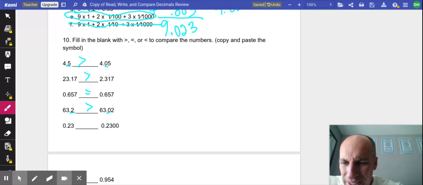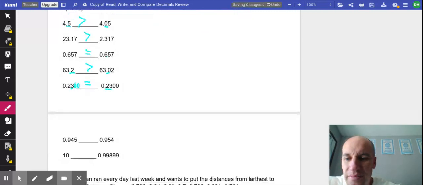We start here in the tenths. We both have tenths. 2 and 2 is the same. 3 and the hundredths is the same. 0 and the 0, so they're equal. We can annex zeros over here if we wanted to, but it's going to give us the same answer.